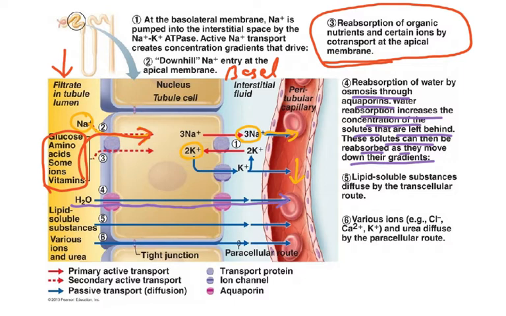Then lipid soluble substances diffuse by the transcellular route. The transcellular route is just the other route which is going to happen because they're lipid soluble substances, so they're going to just go through the cells. Then various ions, chloride, sodium, potassium, and urea diffuse by the paracellular route.